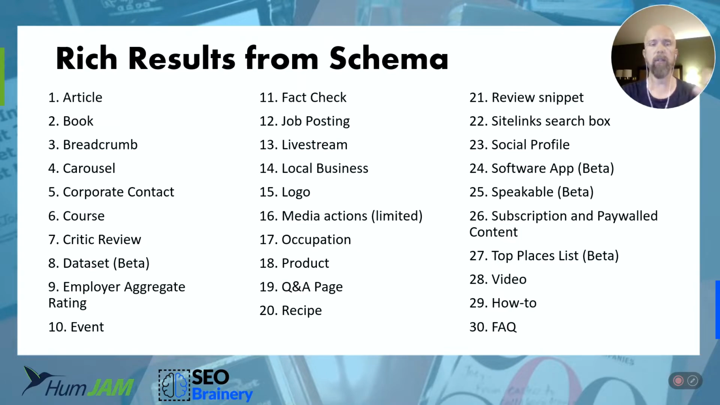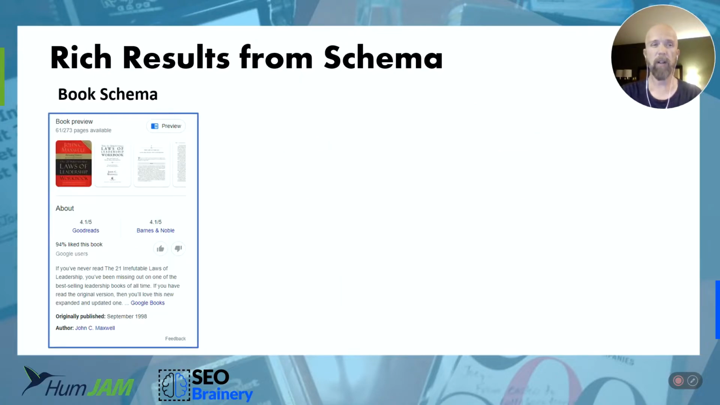Do you have an article? Do you have a book? Do you have an event coming up, a recipe, Q&A? Do you have products? What are the things that you need? This is what we can target from rich results.